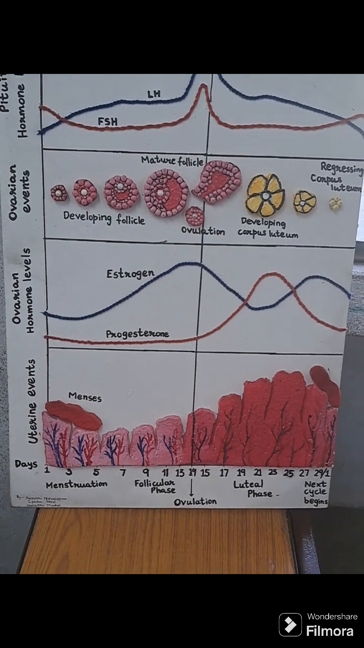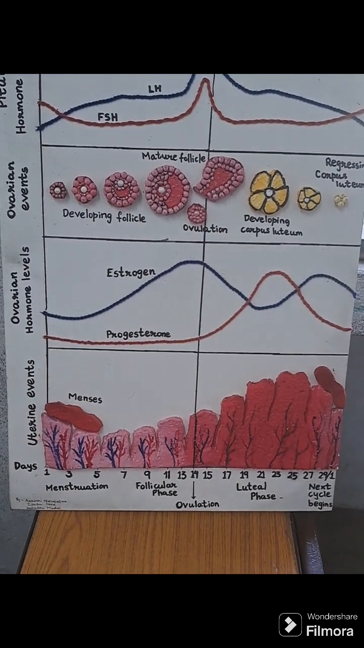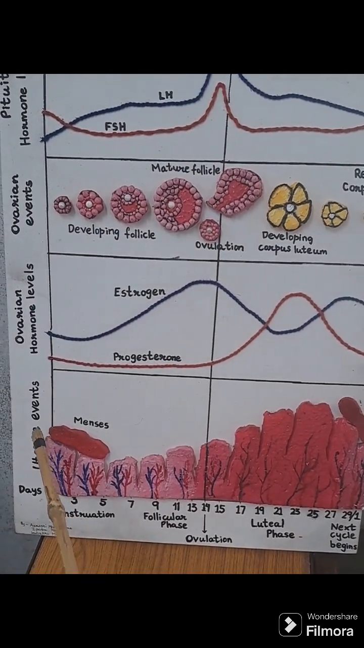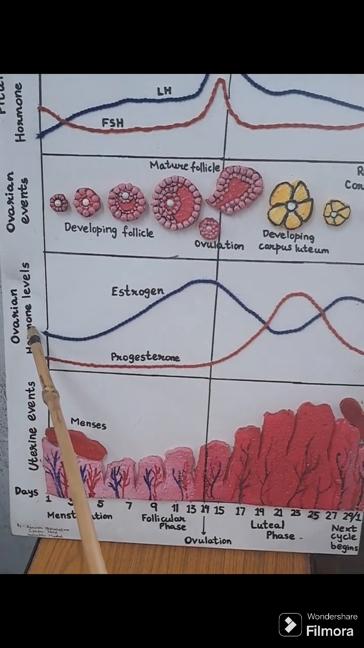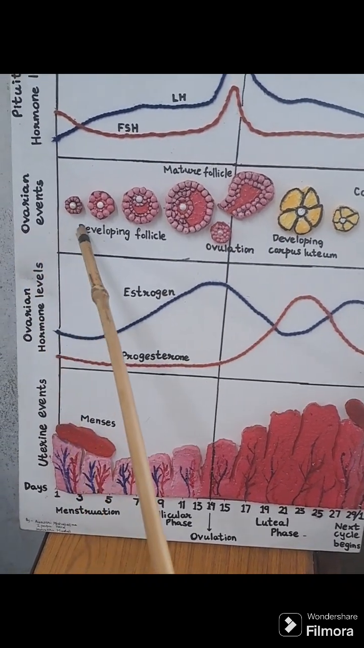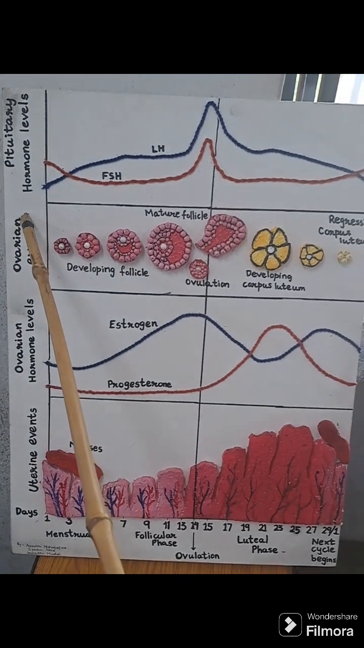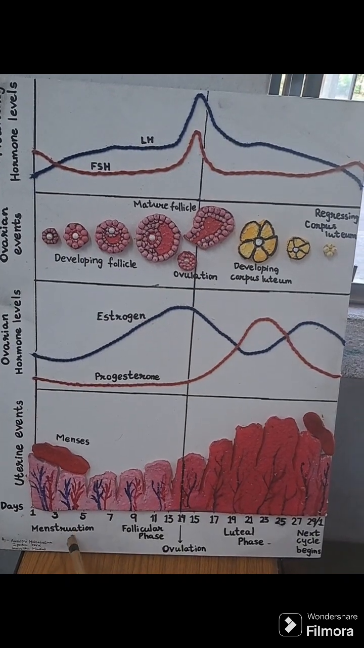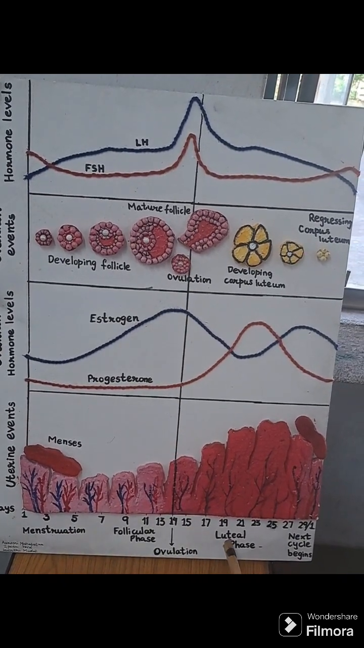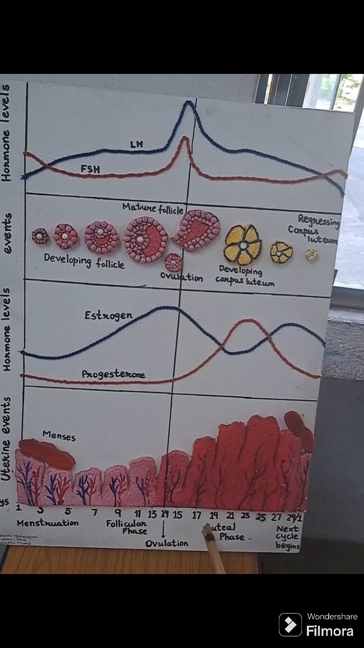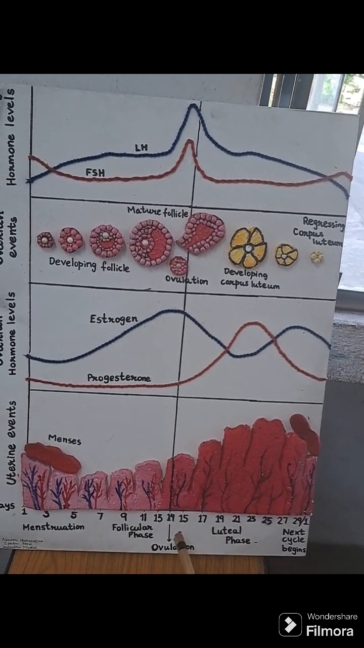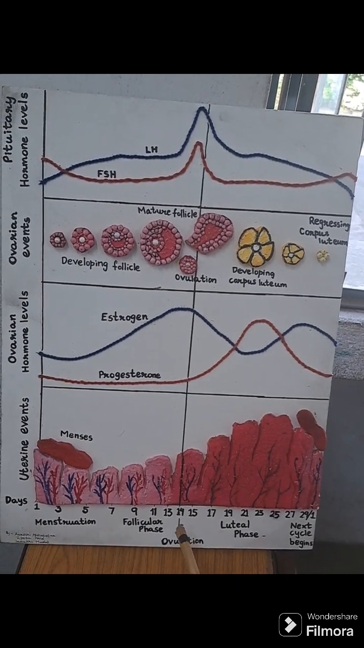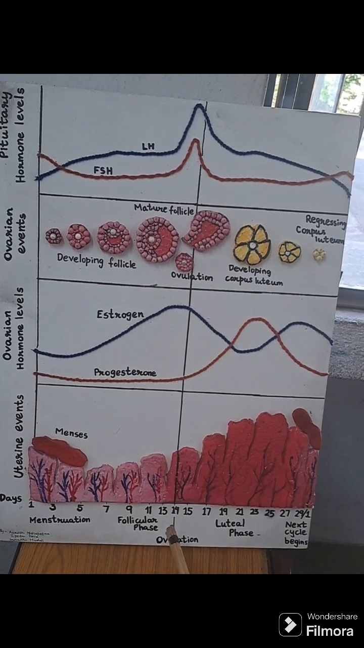Good morning. Today's topic is the menstrual graph. You see this menstrual graph, it contains uterine events, then ovarian hormone level, ovarian events, then pituitary hormone level, and below all the events occurring from one menstruation to another menstruation, it is given here in the x-axis. Now let us go to different events and different hormonal levels which are regulated during this menstrual cycle.